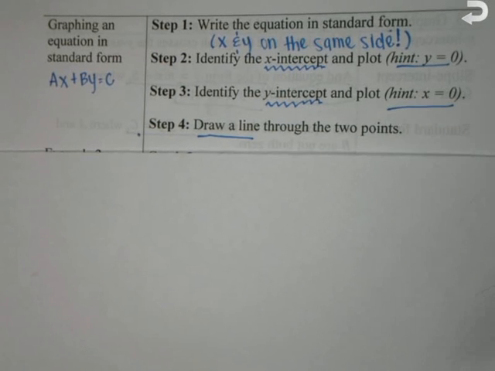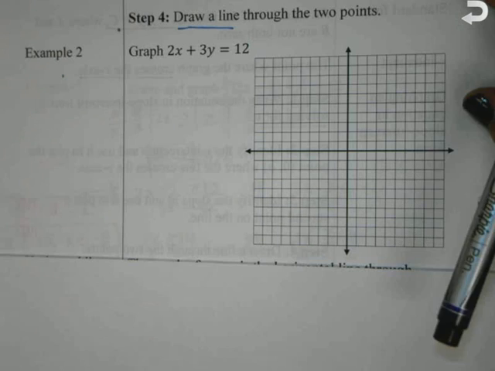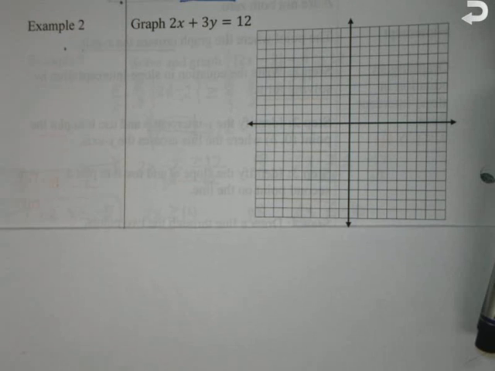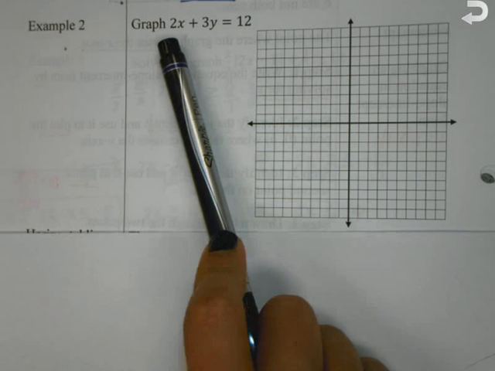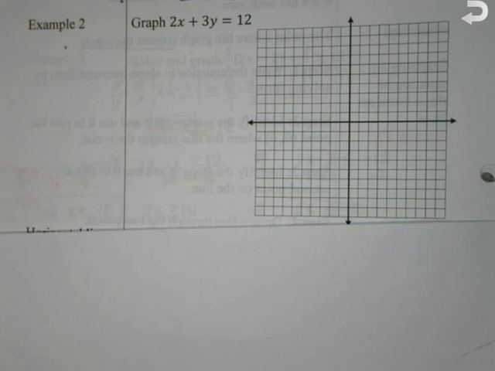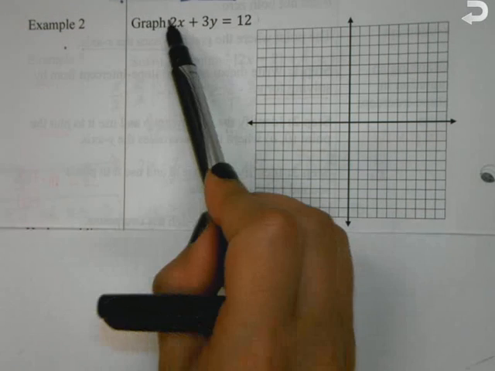So example 2. Once again, I suggest you do the work on your notes, then just put the graph on the graph paper I gave you. So we have 2x plus 3y equals 12. That's our equation. Is this in standard form? Are x and y on the same side? Yeah, it's already in standard form. This is what standard form will look like. X and y will be on the same side. Okay, so that's what we want.